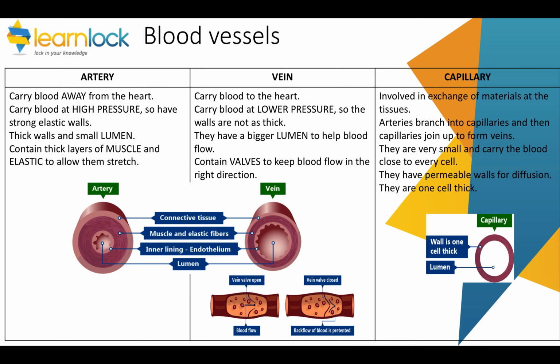Veins carry blood to the heart, so at a lower pressure. So their walls aren't as thick, and they have a bigger lumen, so a bigger hole. Veins also have valves, a bit like the valves in a heart, and that prevents the blood going back on itself, so it keeps blood going in one direction.